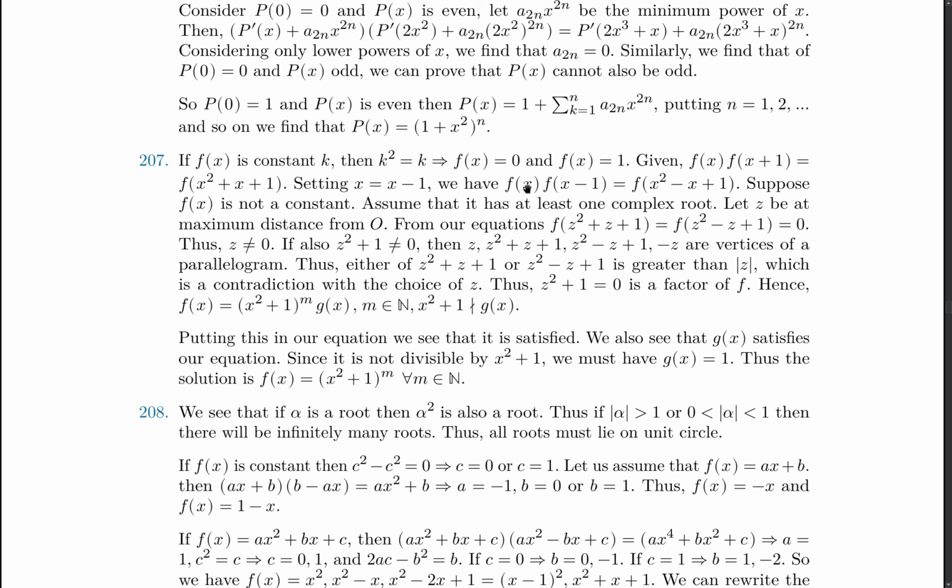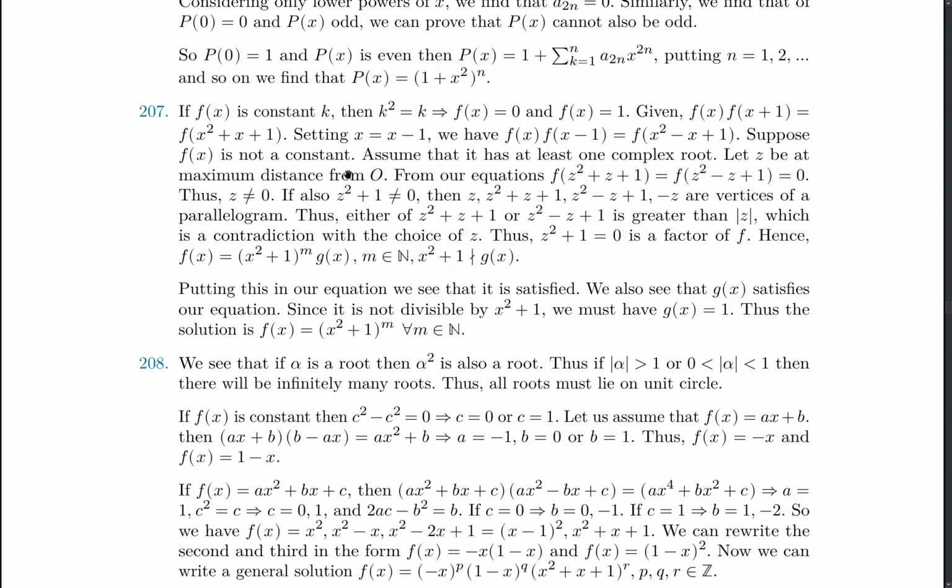We will have f(x). So f(x + 1) will become f(x), and f(x) will become f(x - 1). And the right hand side will become f(x^2 - x + 1). Now we consider f(x) not a constant. Assume that we have one complex root. Let z be at maximum distance from O. So from our equations, f(z^2 + z + 1) is equal to f(z^2 - z + 1), which will be 0.